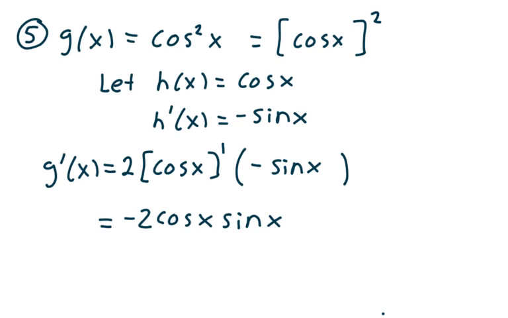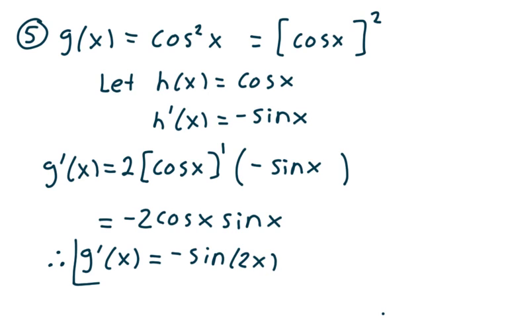Now, hopefully we should be able to recognize this as the following. We should be able to say g prime of x is equal to negative sine of 2x. And that right there is example 5. Let's take a look at example 6.